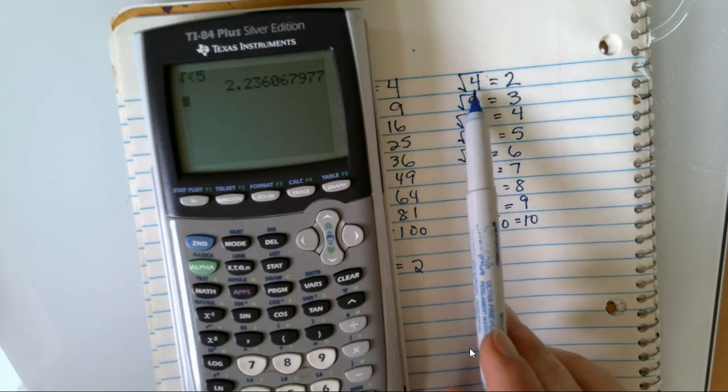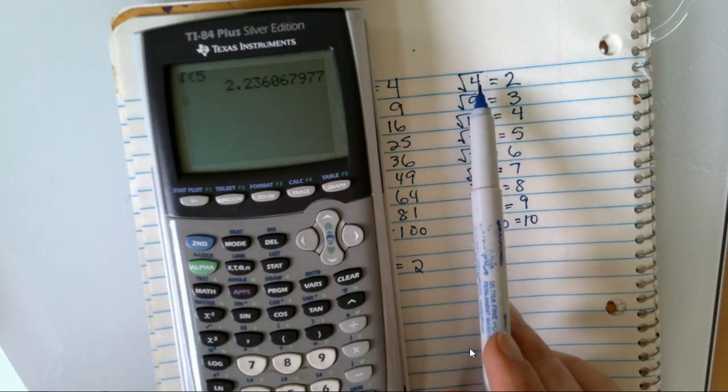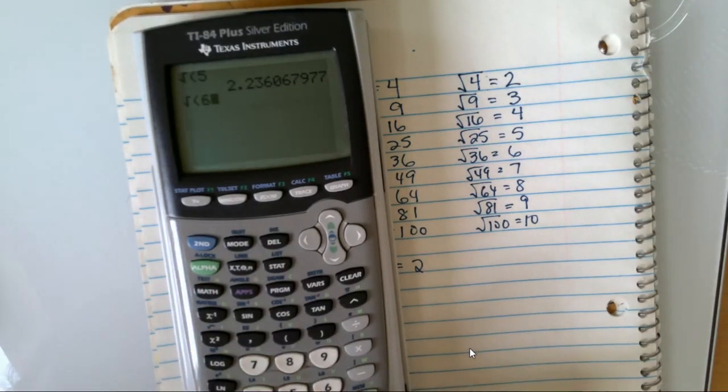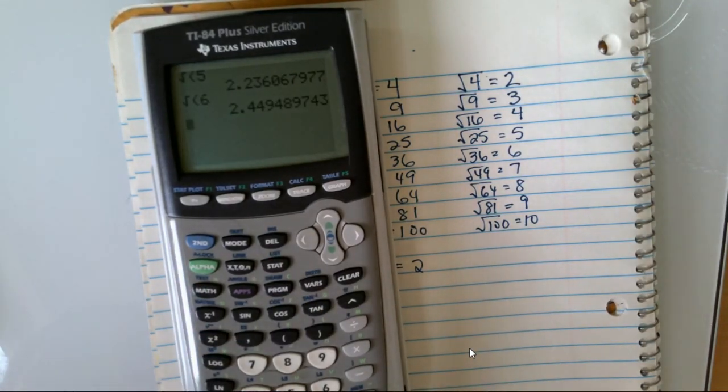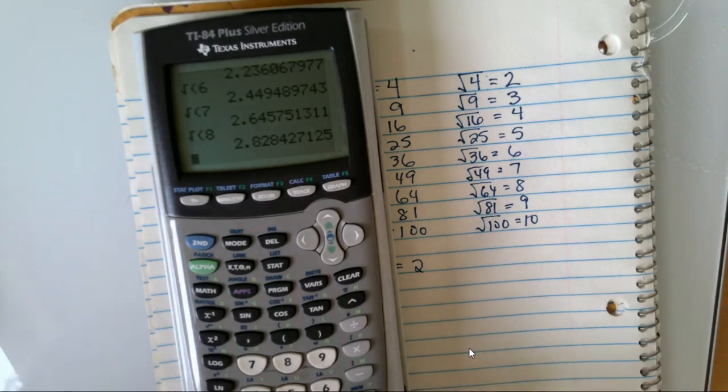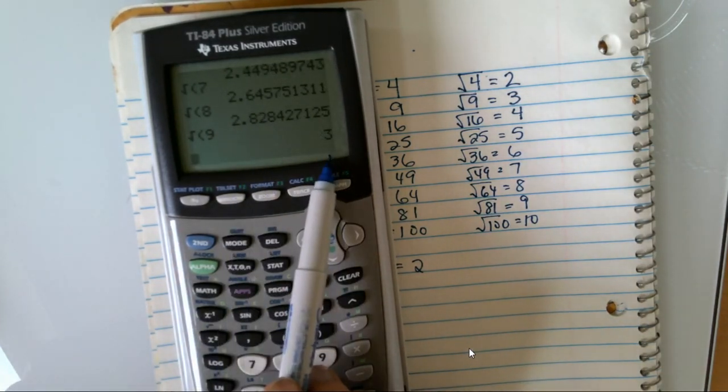And the square root of 5, therefore, is in between the square root of 4 and the square root of 9. Then if we do the square root of 6, another decimal, a little closer to 3. Square root of 7, another decimal, again a little larger. The square root of 8, another decimal. And then we take the square root of 9, we get a whole number, we get an integer.